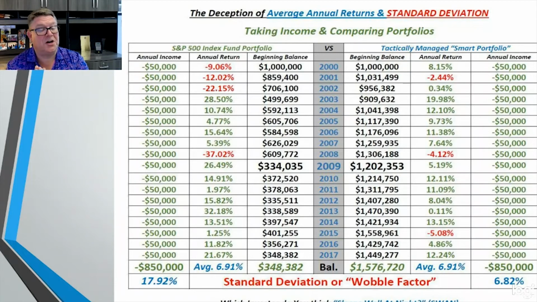So, average annual return, certainly nice to have. But if we're trying to manage risk in retirement, and that is what we are trying to do, then paying attention to the Wobble Factor is so much more important than how much you return. Having more money to live on, I'm certain, is something you'd like to have.